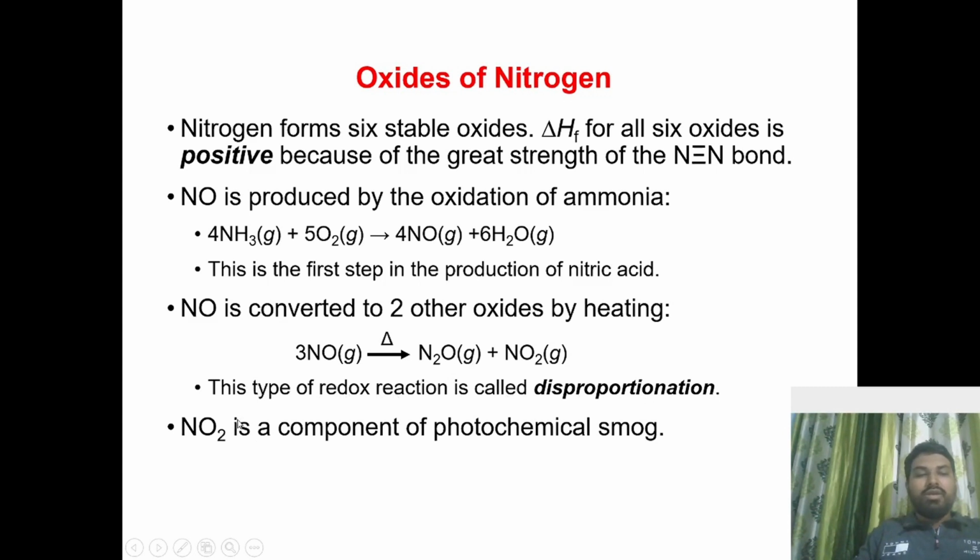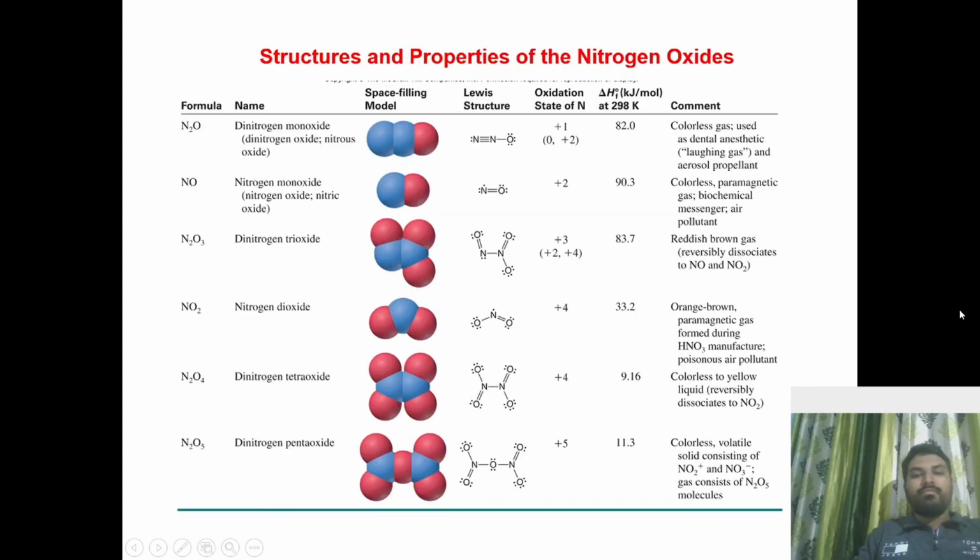NO2 is a component of photochemical smog. These are the structure and properties of the nitrogen oxides: N2O dinitrogen monoxide, NO nitrogen monoxide, N2O3 dinitrogen trioxide, NO2 nitrogen dioxide, N2O4 dinitrogen tetraoxide, N2O5 dinitrogen pentaoxide.